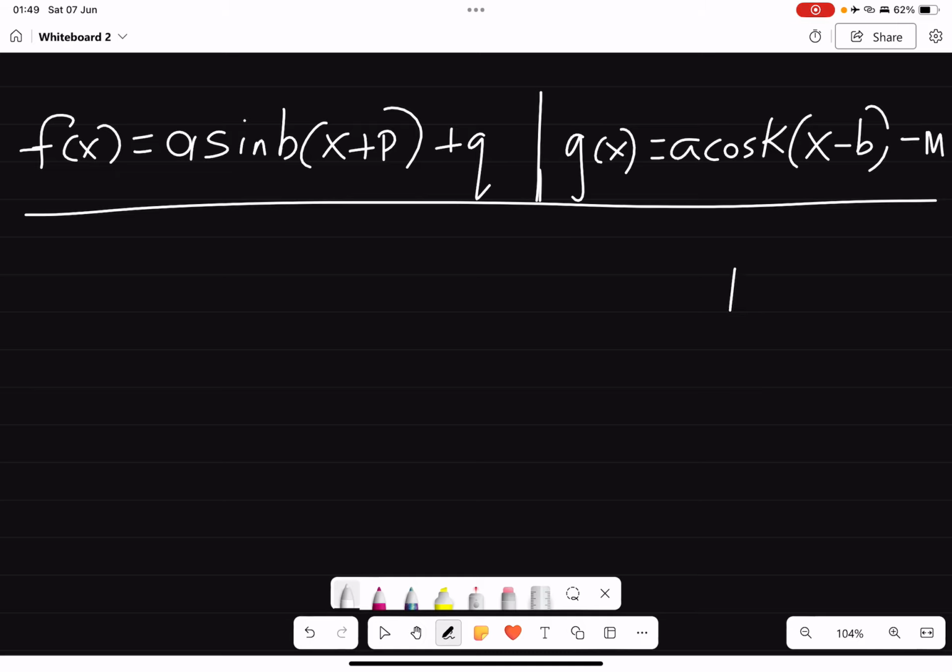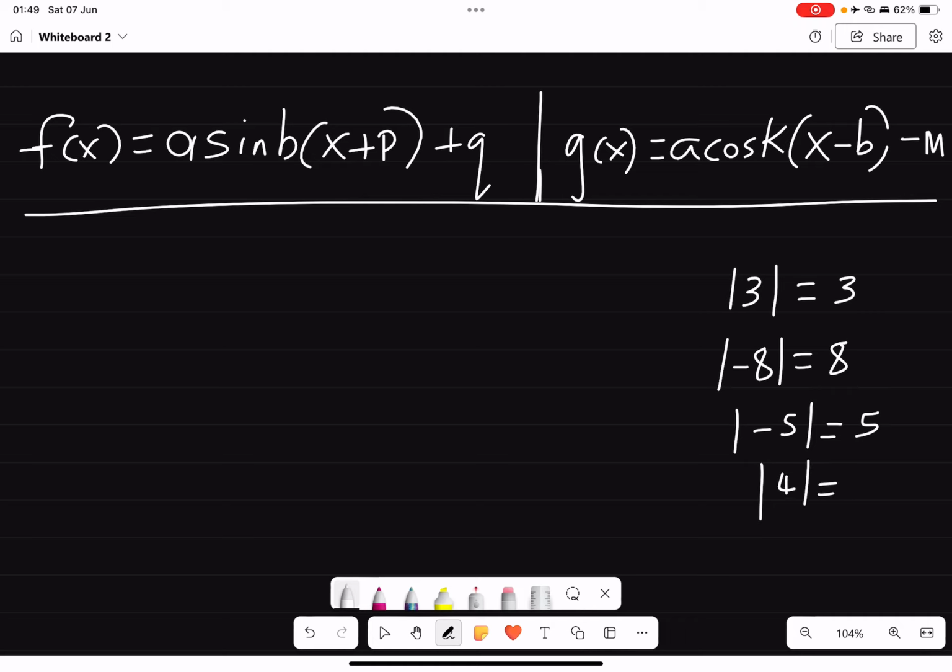Ne? So if I have an absolute value of 3, the answer would be 3. If I have the absolute value of negative 8, the answer would be 8. If I have the absolute value of negative 5, the answer would be 5. If I have an absolute value of 4, the answer would be 4. I'm sure, ladies and gentlemen, we can see that the output of an absolute value is always positive, irrespective of what the input is. Right. So we're going to use that a lot on amplitude.